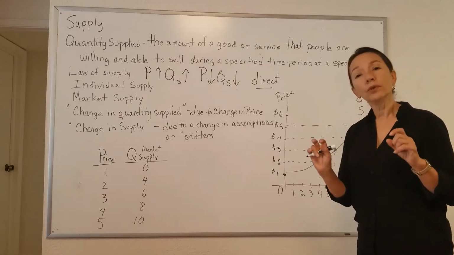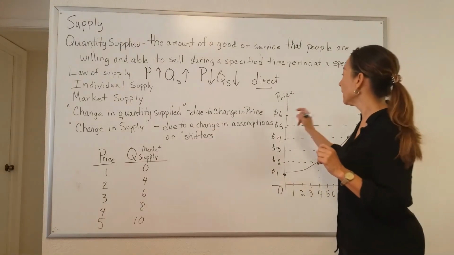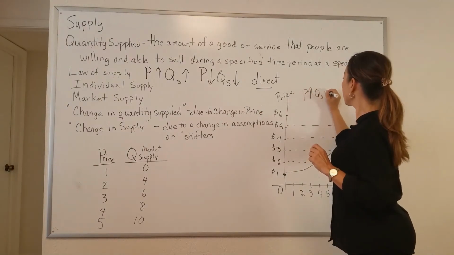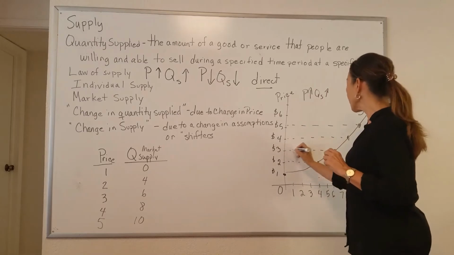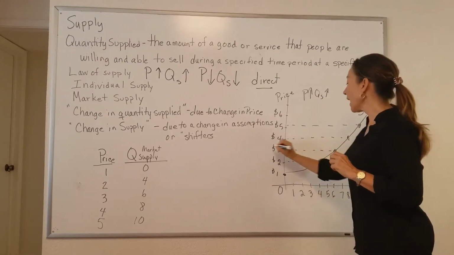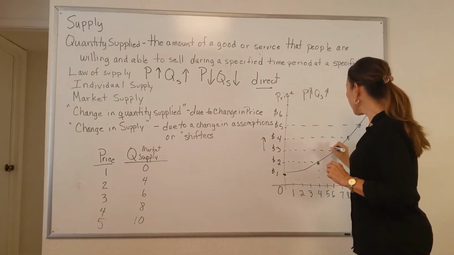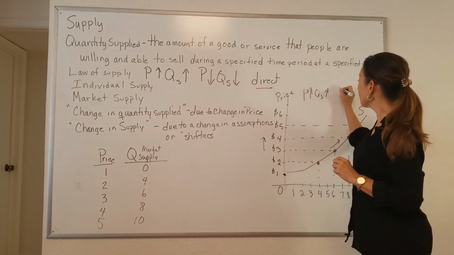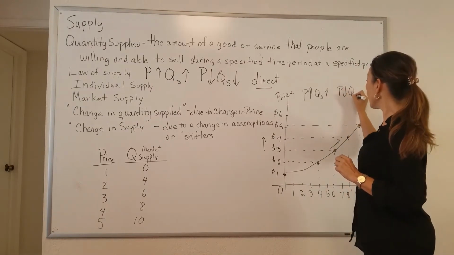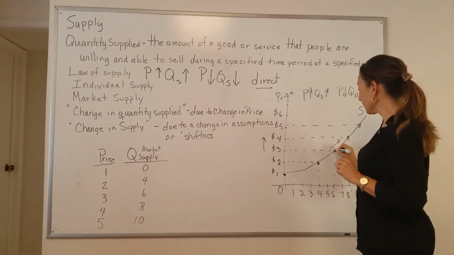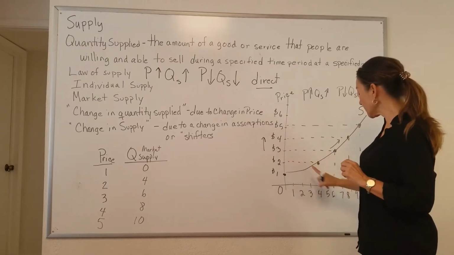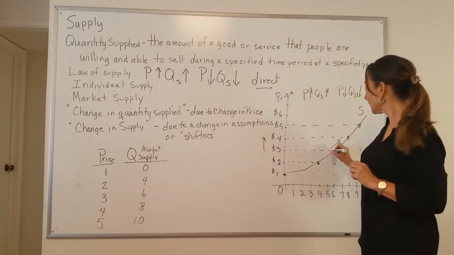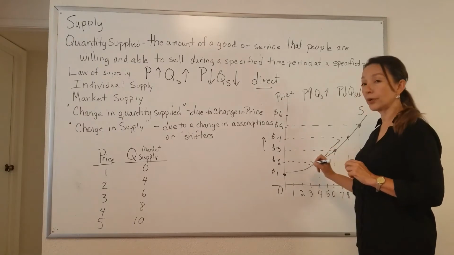And we have movements along the curve, okay? So, if price goes up, quantity supplied goes up. If we go from $3 and 6 ice cream cones, and the price goes up to $4, we're going to have a movement up along the curve. If the price drops, quantity supplied will drop. And if we go from $3 to $2, we will be dropping from 6 ice cream cones to 4 ice cream cones. And that's called a movement along the curve.